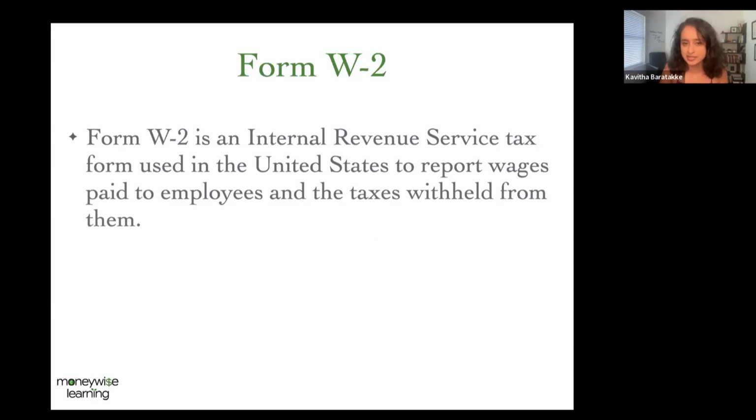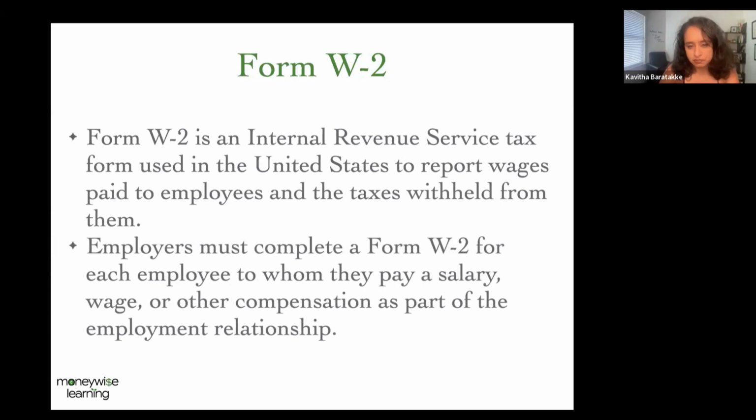And usually taxes are due by April 15th of the following year. So a W-2 is basically a form where the employer says, I paid so much in gross income to the employee, and these were the taxes I already withheld from them and paid to the IRS. And then employers will give you a form W-2 for every employee that they pay a salary, wage, or other compensation as a part of an employment relationship.